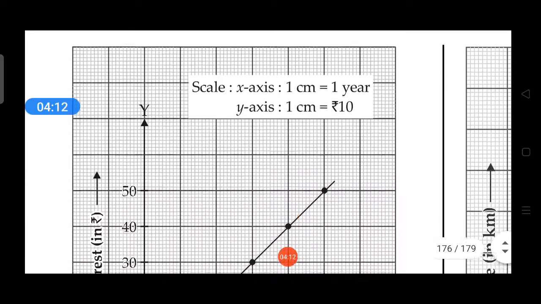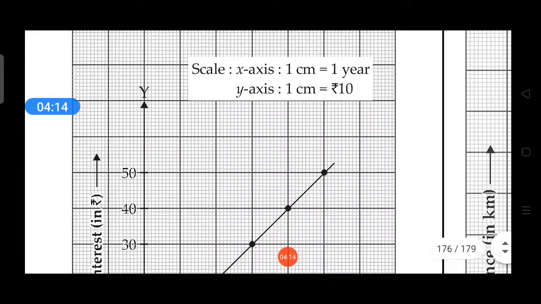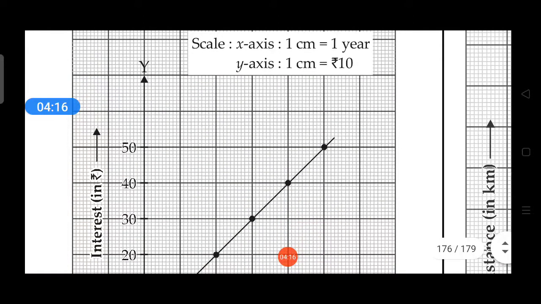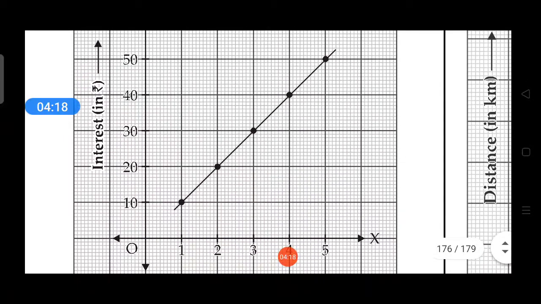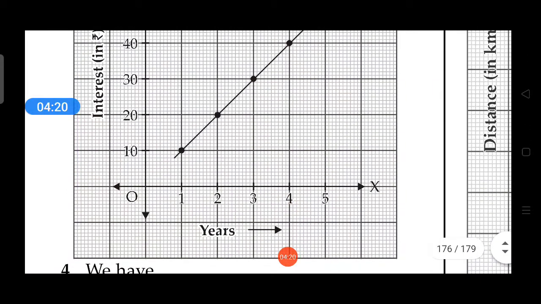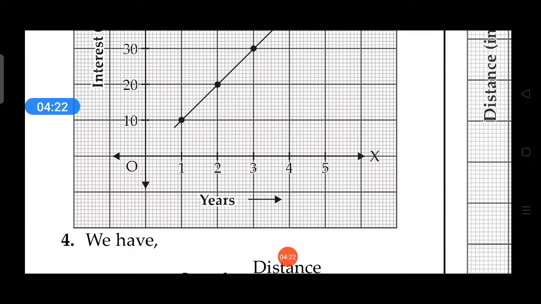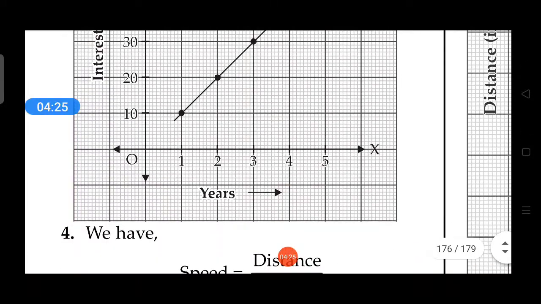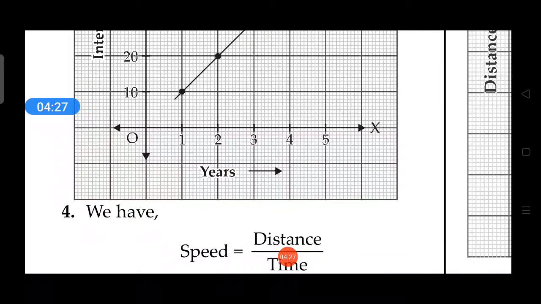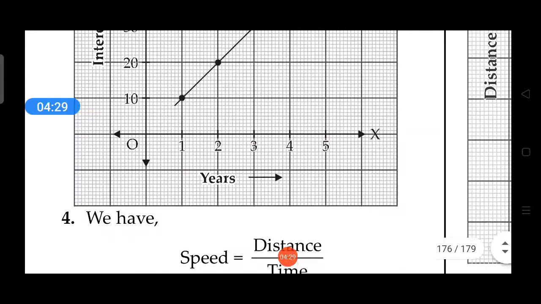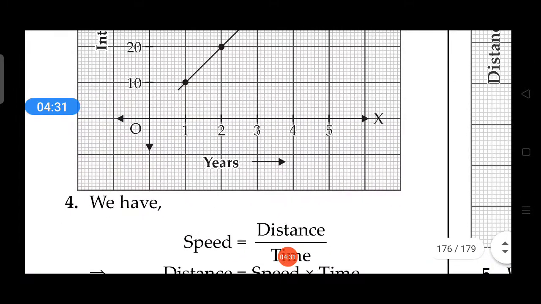And here on x-axis we have to take years and on y-axis we have to take rupees, with a scale of 10. So interest on y-axis and years on x-axis. So after that you will get the graph which is called a linear graph, means it will give us a straight line.